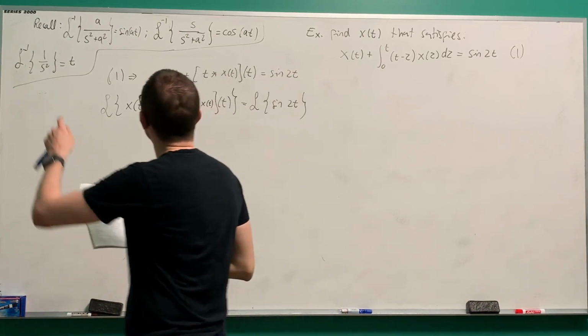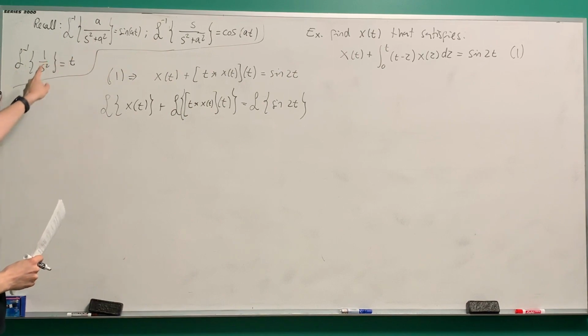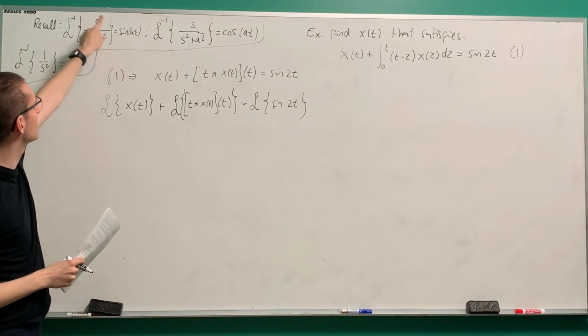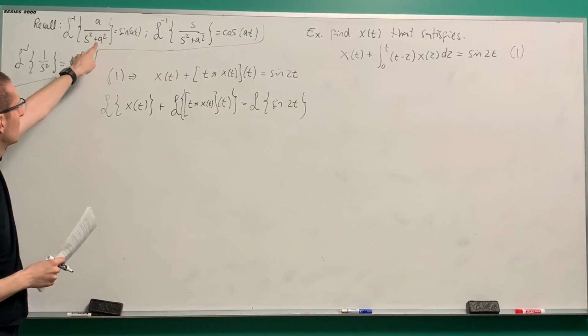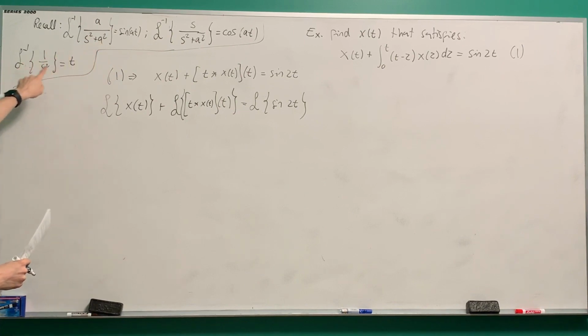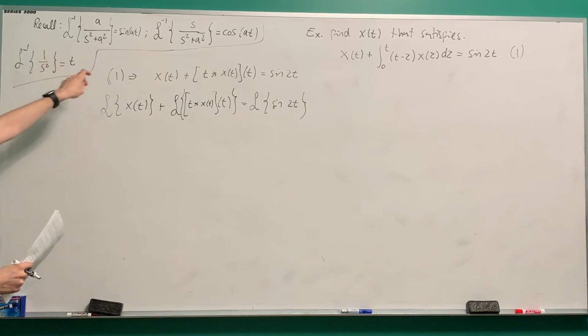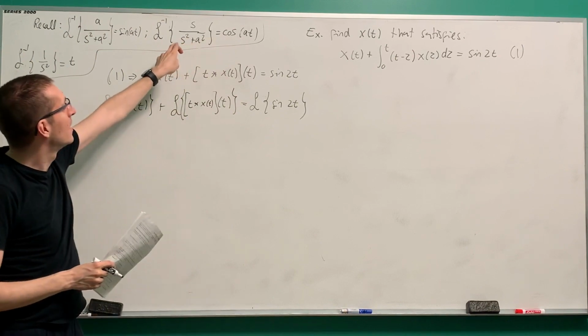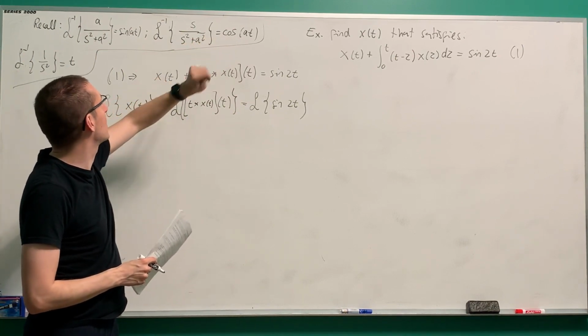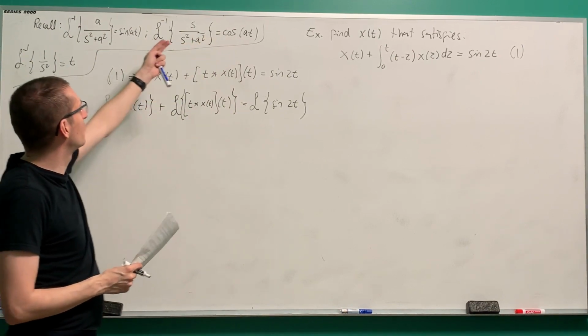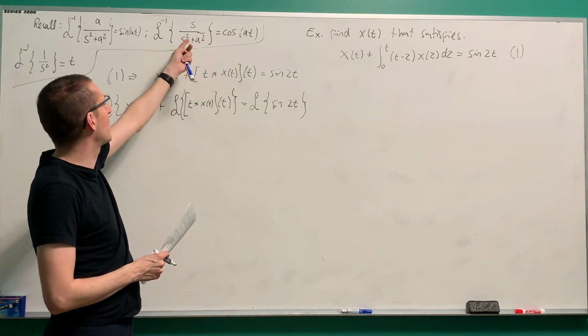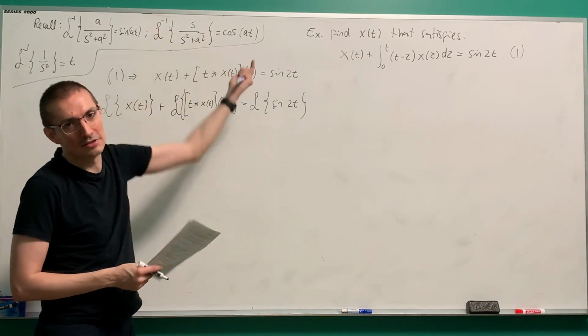Now, I did write all the Laplace transforms that we're going to need here. The Laplace transform of the sine is a over s squared plus a squared. The Laplace transform of t is 1 over s squared. The Laplace transform of the cosine is s divided by s squared plus a squared. Notice that instead of having the Laplace transform of cos equals that, I have the inverse Laplace equals the cos, which is the same.